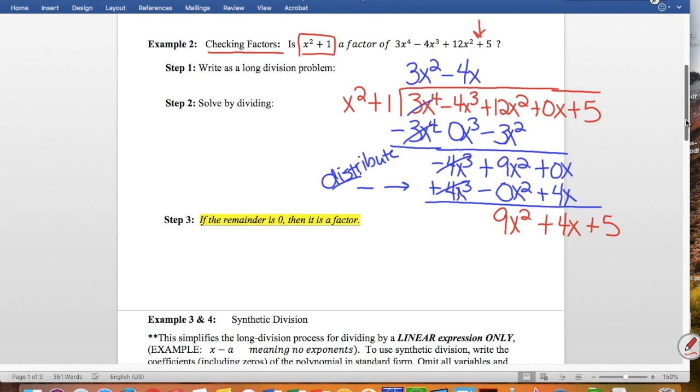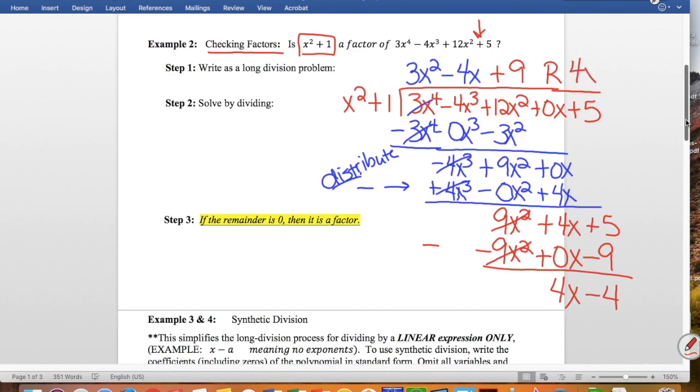9x squared, or x squared into 9x squared is going to be positive 9. 9 times x squared is 9x squared. I have 0x this time because there's no x in my divisor. And then 9 times 1 is 9. So again, don't forget to distribute that negative all the way through. So this becomes negative. This becomes negative. My 0 doesn't really matter. It could stay positive, it could be negative. 9x squared minus 9x squared, get rid of that. 4x. And then positive 5 and negative 9 is negative 4. Yes, we can have a remainder that looks like that. So a remainder of 4x minus 4.